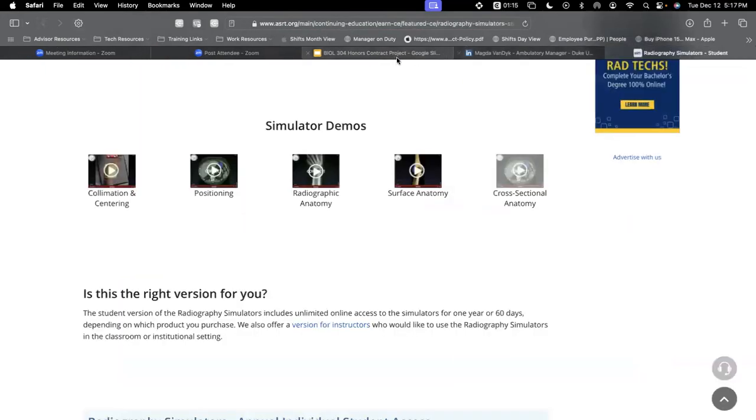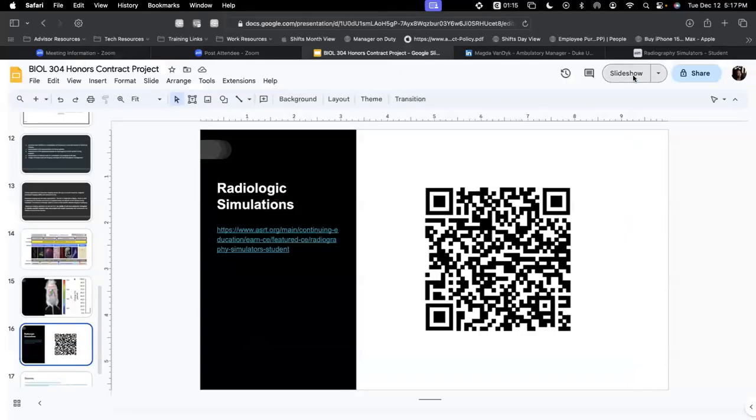But yes, definitely go ahead to scan this QR code again if you are interested in viewing a little bit more details, what is considered the radiologic simulations.